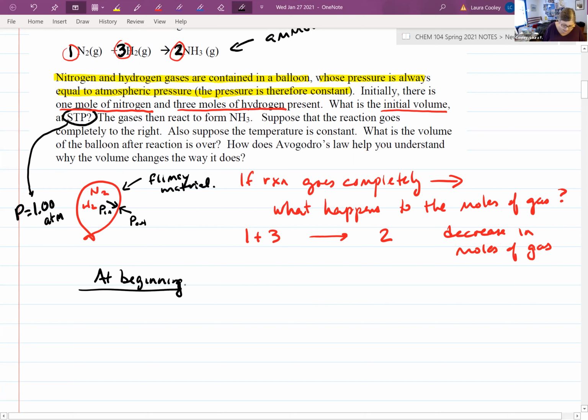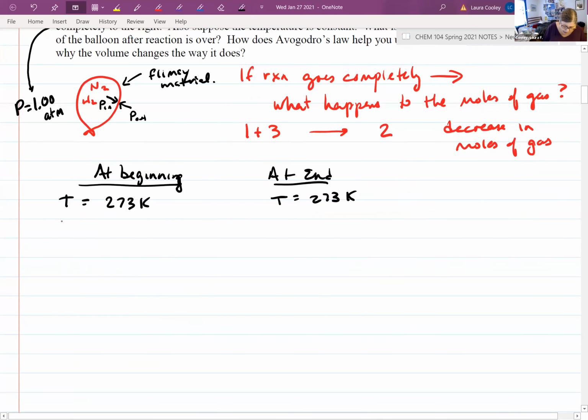At the beginning, we have standard temperature and pressure, and that's going to stay the same temperature throughout. So the temperature is 273 Kelvin. At the end, the temperature is also 273 Kelvin. The pressure, remember I talked about how the pressure inside and outside will always be the same in this because of the flimsy balloon. The pressure at the end is also 1 atmosphere. So what's changing in this problem is really the number of moles.